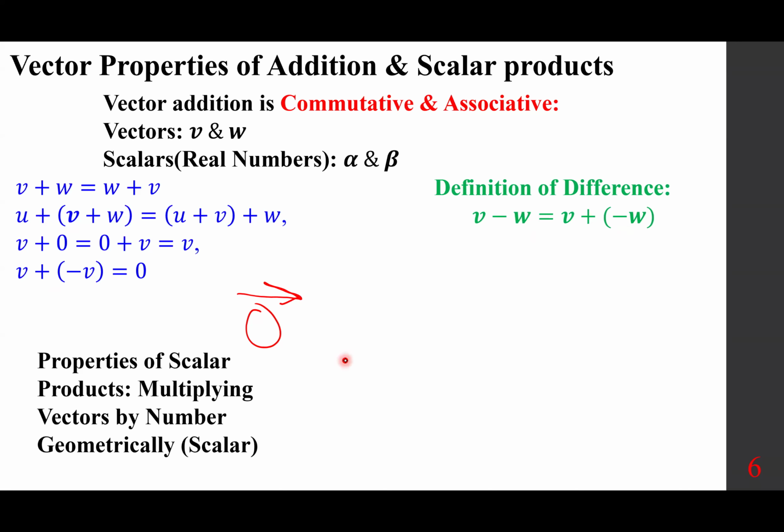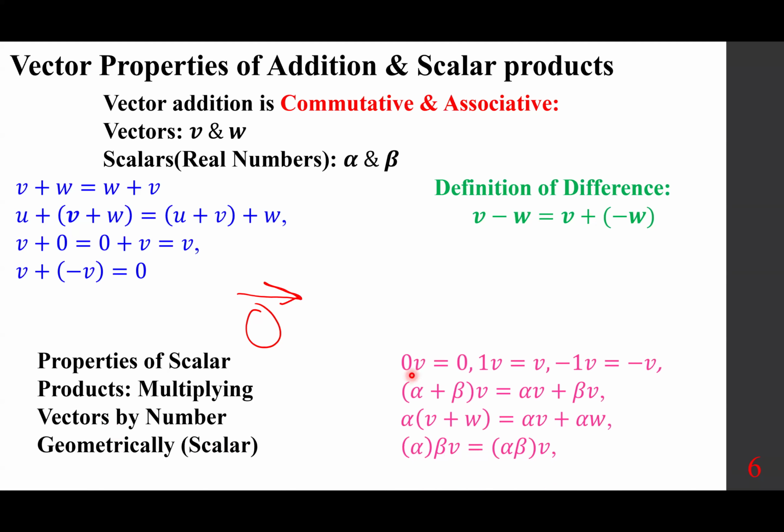And so, properties of scalar products, multiplying vectors by a number, geometrically or scalar product. If you multiply by zero, the vector becomes zero. One is the same vector. Negative one gives you the opposite, which is parallel, the same magnitude in the opposite direction. Alpha plus beta times V, we can multiply alpha and then beta.